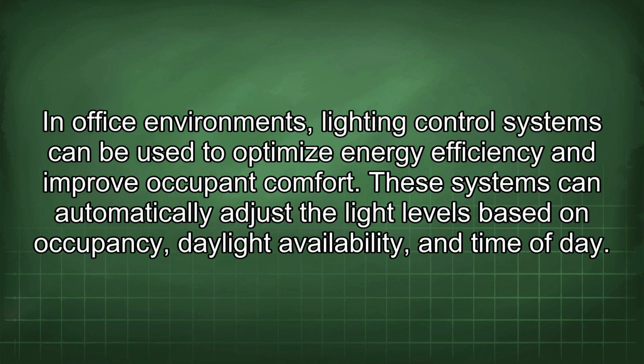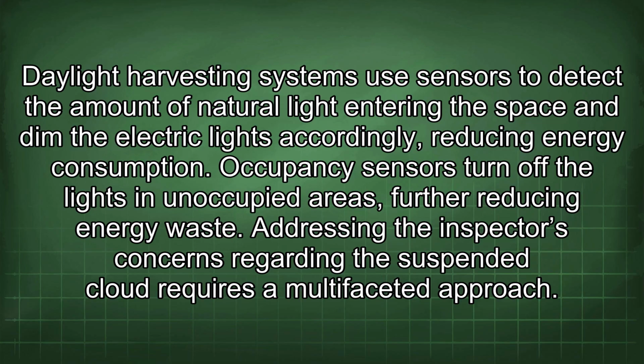In office environments, lighting control systems can be used to optimize energy efficiency and improve occupant comfort. These systems can automatically adjust the light levels based on occupancy, daylight availability, and time of day. Daylight harvesting systems use sensors to detect the amount of natural light entering the space and dim the electric light accordingly, reducing energy consumption. Occupancy sensors turn off the lights in unoccupied areas, further reducing energy waste.